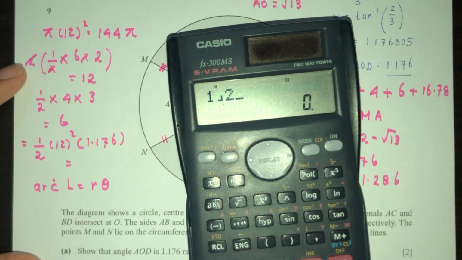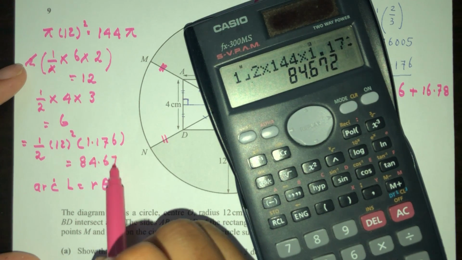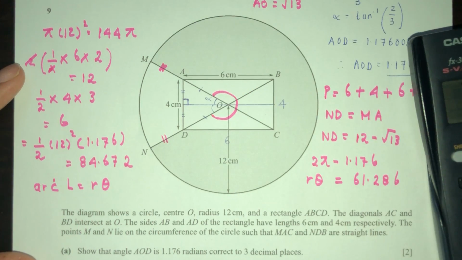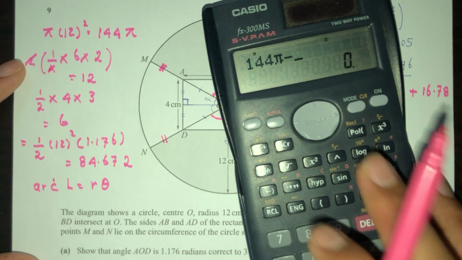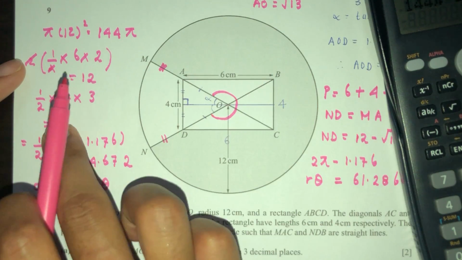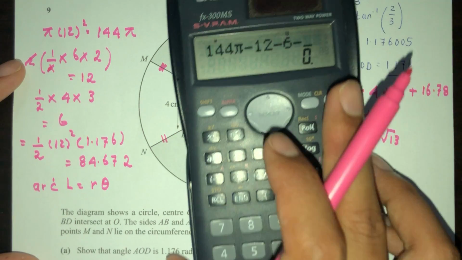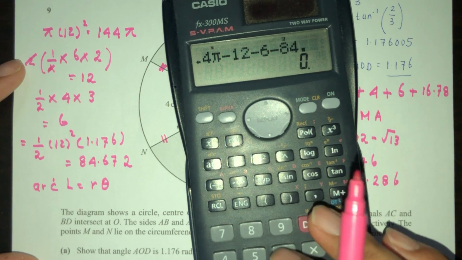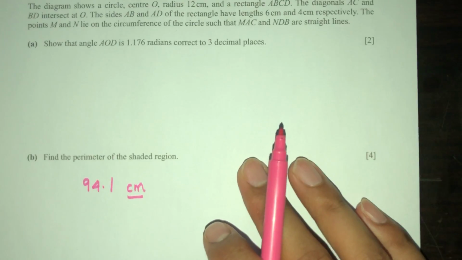That will be half times 144 times 1.176, which is 84.672. Cool. So now, one by one, we take the whole area, 144 pi minus 12, which is these two, minus 6, which is this one, and minus this sector right here, which is 84.672. That will be 349.7. So let me write this down.